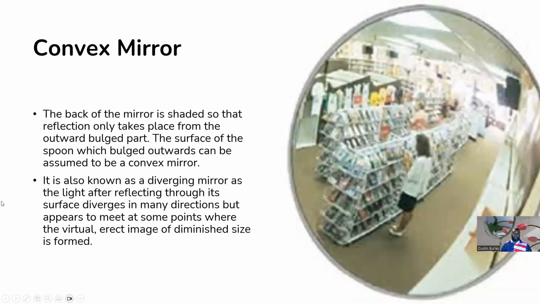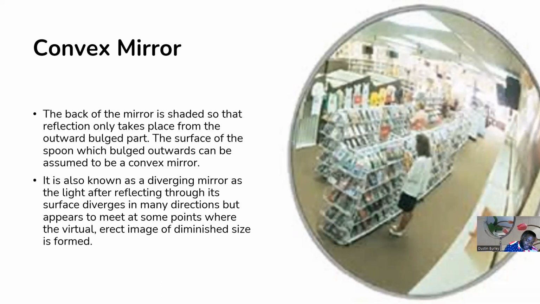Convex mirrors. As you see in the picture, I tried to at least find something that goes with it. The convex mirror curves outward. You see these mirrors usually in stores. And when you see these in stores, it shows a lot of the surface area. And that's why you see the woman shopping. If it was a clear vision of the mirror, you could probably see some of the products on the shelf.